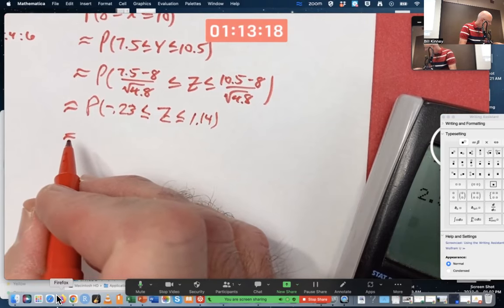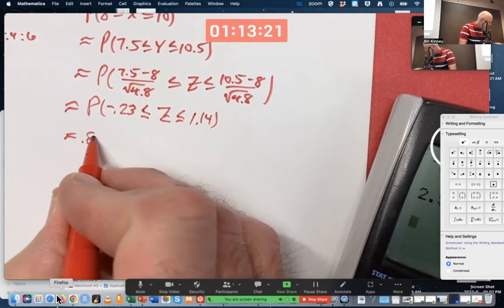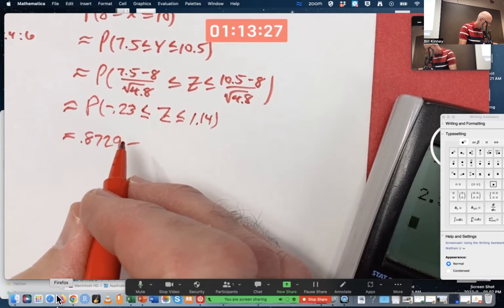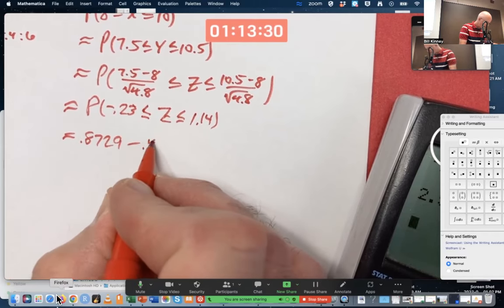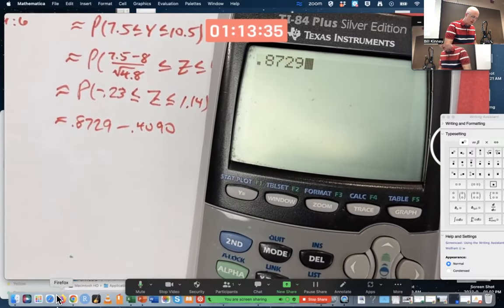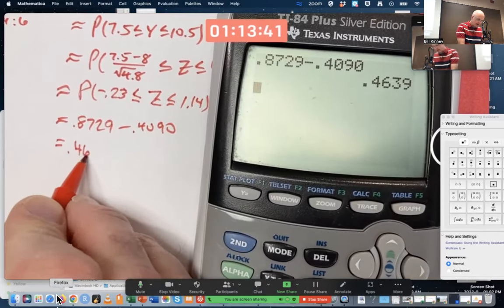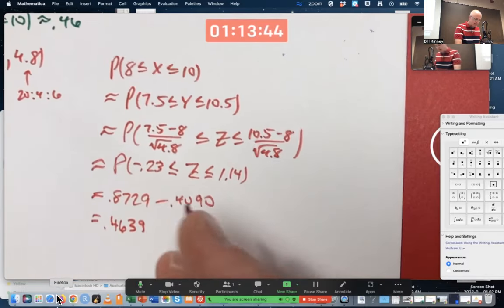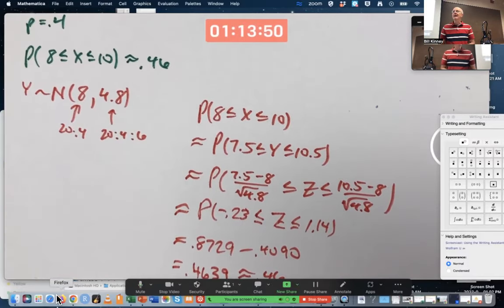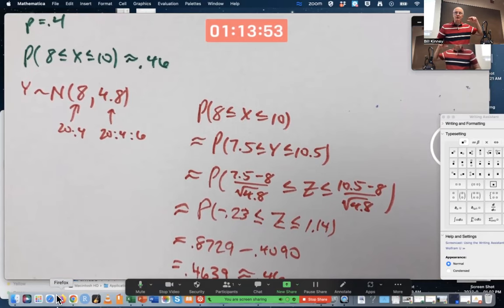I go to the table. I look for 1.14; I'm not going to show it to you here. It gives me about 0.8729. Then I look for negative 0.23 on the previous page, and it gives me 0.4090. Do the subtraction, 0.8729 minus 0.4090, and I get 0.4639. About 0.46. How about that? Same answer to 2 decimal places as I got up here. Is it going to be the exact answer to 3 or 4 or more decimal places? No. But in this case, to 2 decimal places, it was the same.